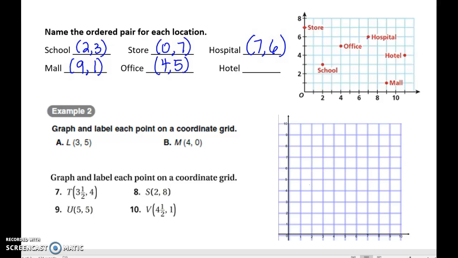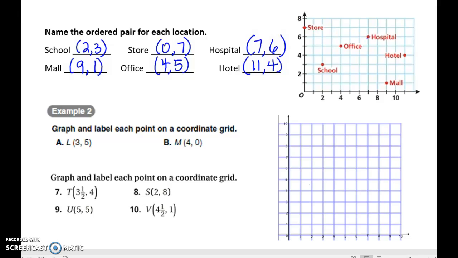My hotel, I'm going over 11 and up 4. And I make sure and separate those with a comma. Notice I always went across first. Okay, so you go across first, up second.